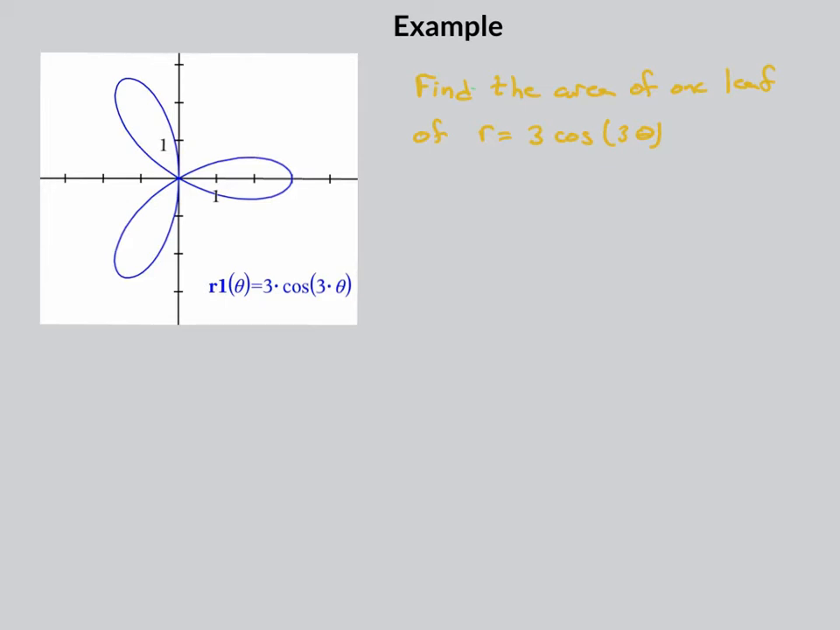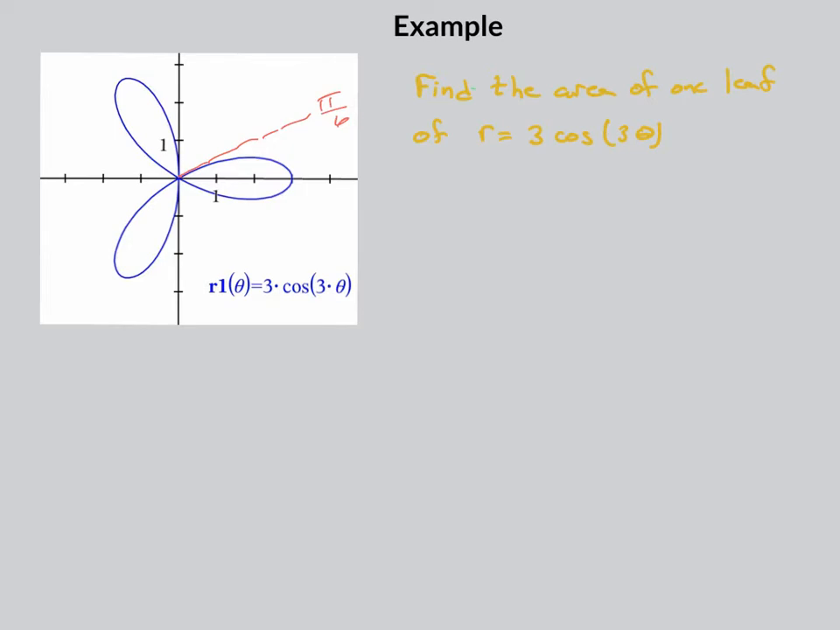In this case, I know that at 0, I am here, and as I travel along this curve over to this point, I'm back at the pole at pi over 6. So one of the things I know is that the line at pi over 6 is going to be one bound that I can have.